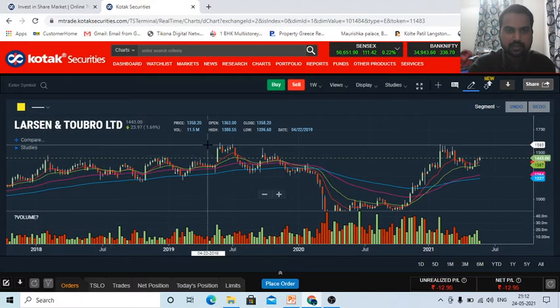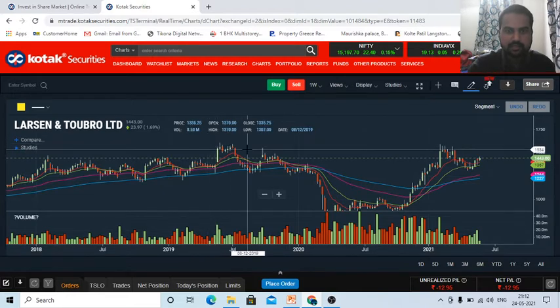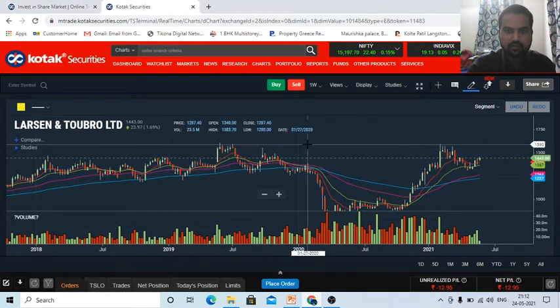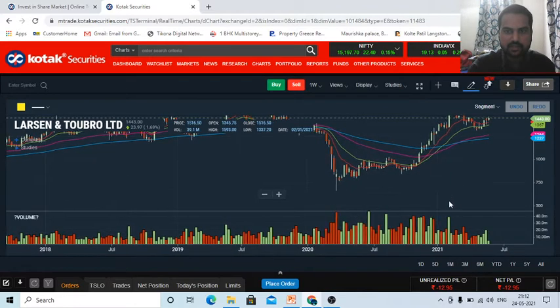As it is visible, during May 2019 this was a swing low on the weekly chart at approximately 1611 rupees. Then the second time this was the low, 1551, and from 1551 the stock came down all the way to approximately 650 rupees.